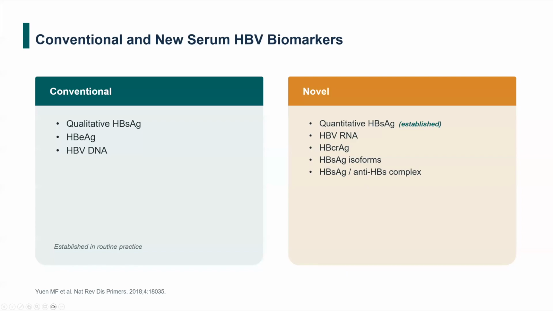So conventional biomarkers for HBV infection include qualitative HBs antigen testing, HBe antigen, and HBV DNA. These tests we have all relied on for decades. Among the new biomarkers, quantitative HBs antigen is now fully established because unlike the others, like HBV RNA and core-related antigen, the quantitative HBs antigen is standardized, widely available, and is being used in the clinic today.